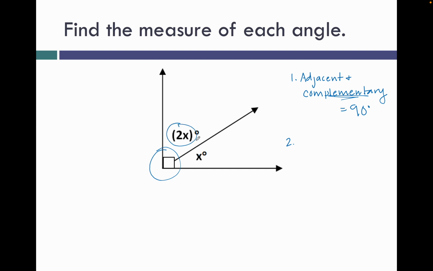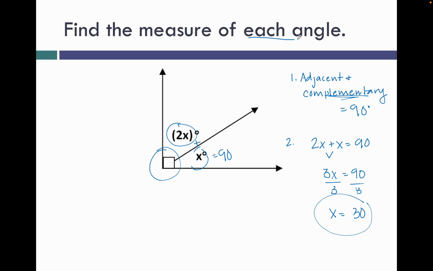So this angle plus this angle equals 90 degrees. So we're going to write 2x plus x equals 90. When we solve it, 2x plus x is 3x. And then when we divide 90 by 3, we get that x equals 30. And again, double checking my question, it did not ask for the value of x, it asked for the measure of each angle. So that means we need to now plug that x value back in.